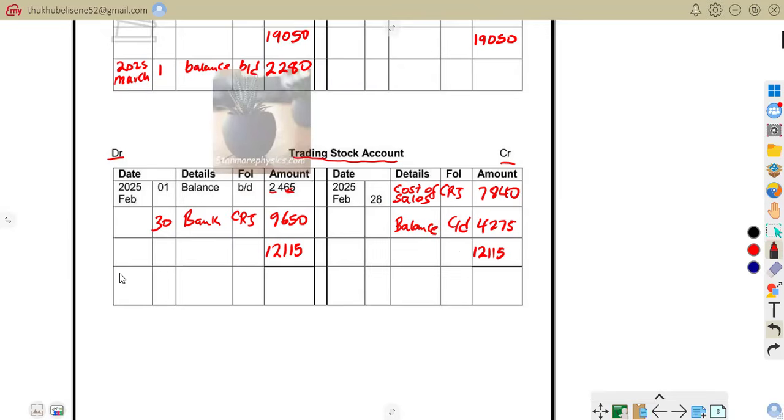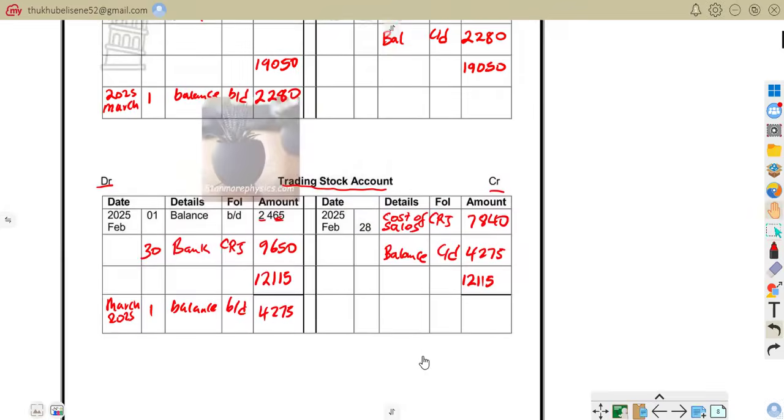That is now March 2025, the first of it, we're going to have balance b/d, balance brought down of 4,275. So that is that.